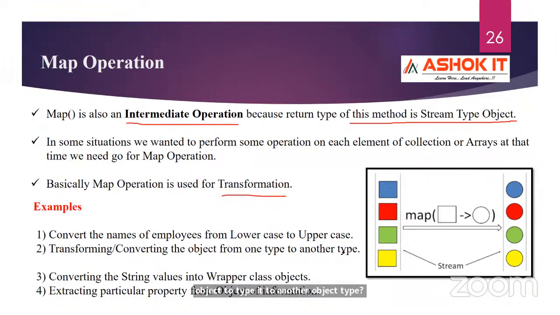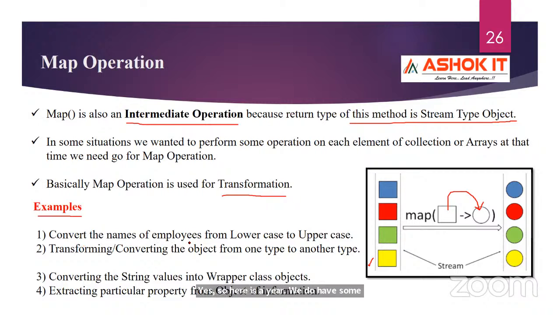For example, you have a list of square boxes. I want to convert each square box into a circle. Then definitely I need to go for the map operation. Whenever you want to convert the elements of the stream from one type to another type, definitely you need to go for the map operation. Understand? So here we have some examples.